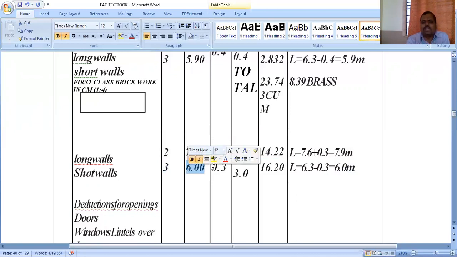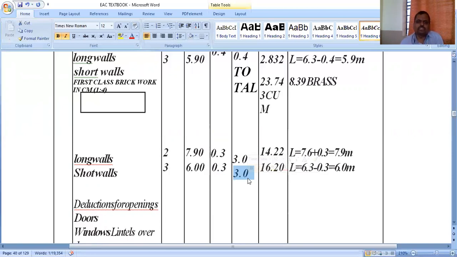Just multiply it by 0.3, which is the width of the item, and the height is 3 meter respectively. How much is the height? It is 3 meter. Just multiply these 4 variables to find the quantity of the brickwork of short wall. So how much will it be?